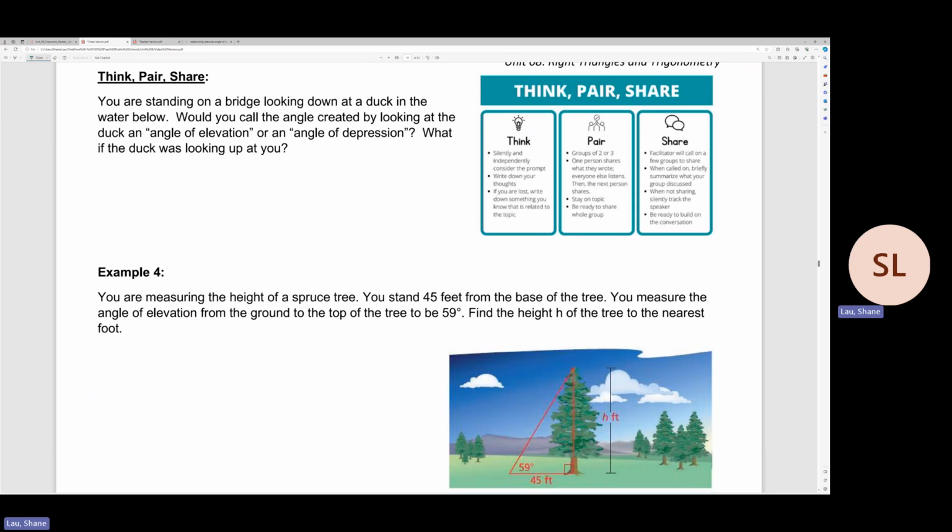This think pair share, you're looking down from a bridge at a duck in the water below. What would you call the angle created by looking at the duck? An angle of elevation or angle of depression? For this first question, you're going to say angle of depression.